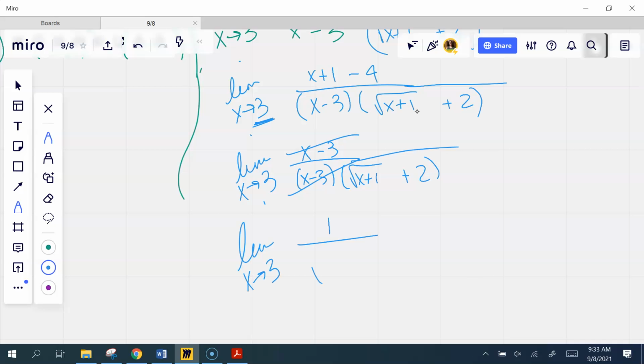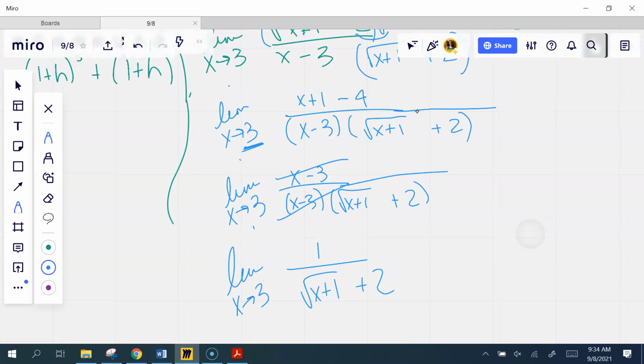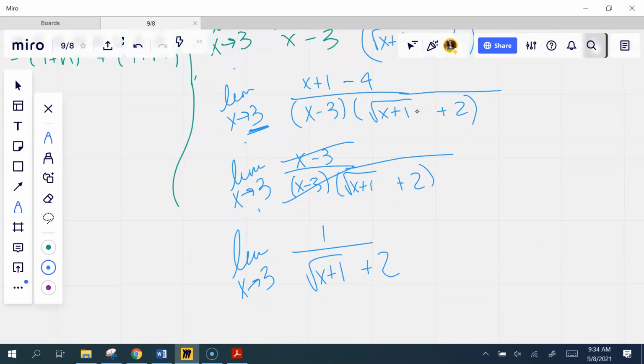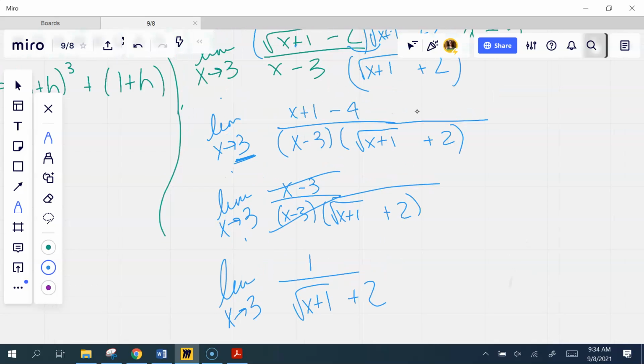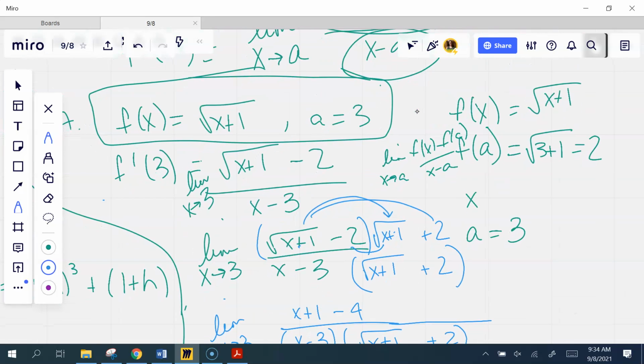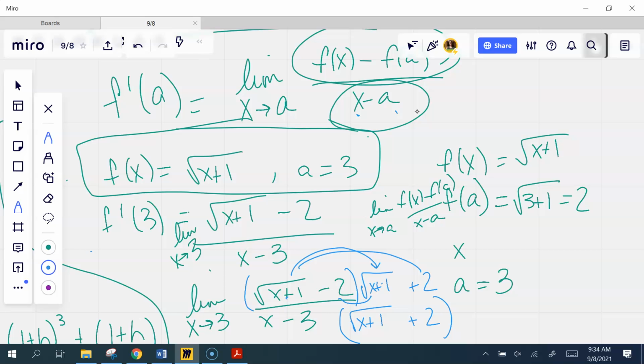It's a 1 on top. x plus 1, it was in the original. How'd you get that x minus 3? All right, go back to the original problem. Remember, it's x minus a.